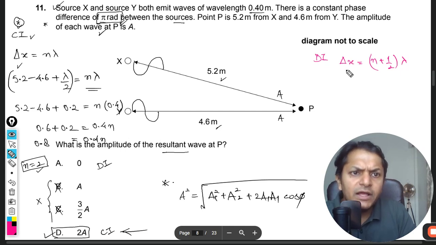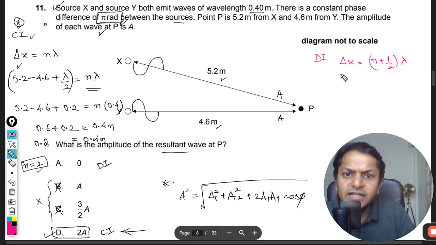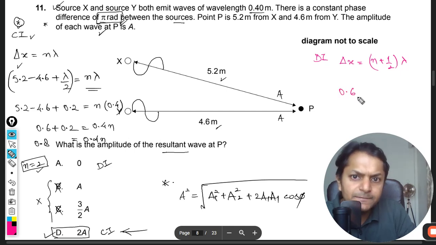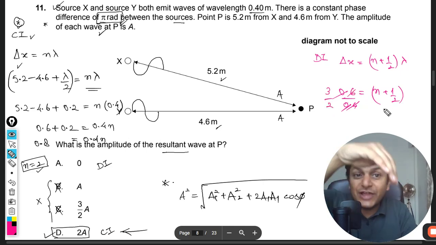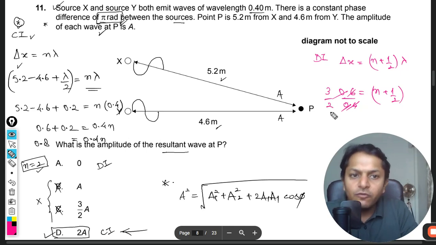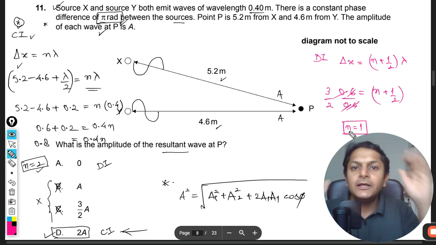So let us see if n is coming as an integer here or not. Delta x will be 5.2 minus this, which is 0.6, equal to n plus half, and lambda is 0.4, so that can go to this side. Decimal gets cancelled out. It is 3 by 2. So you are subtracting half from 3 by 2: 1.5 minus 0.5, so n is coming out to be 1. This is an integer.